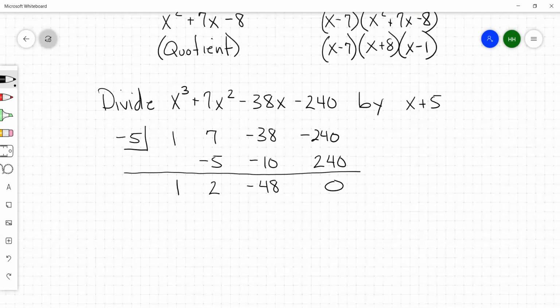So again, your quotient is going to be x squared plus 2x minus 48. A little faster than long division, I believe. All right. Y'all good with those steps? Anybody need to see another one? All right. Second part of your assignment is another shortcut.